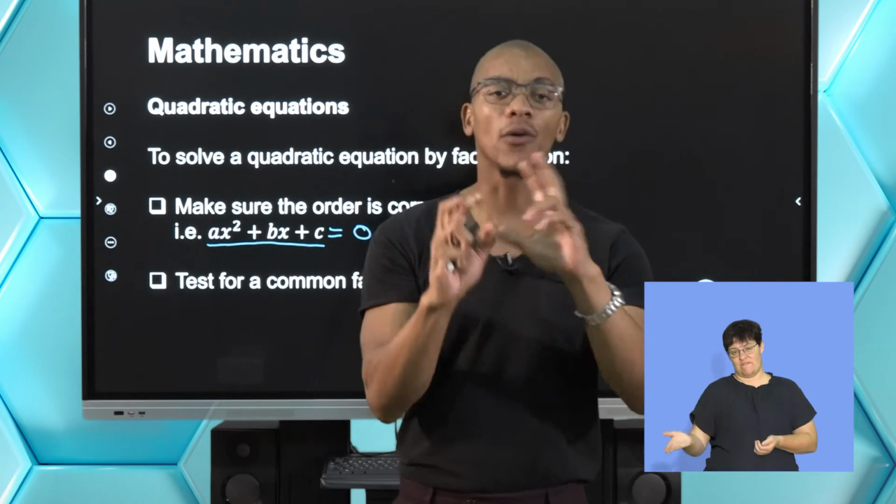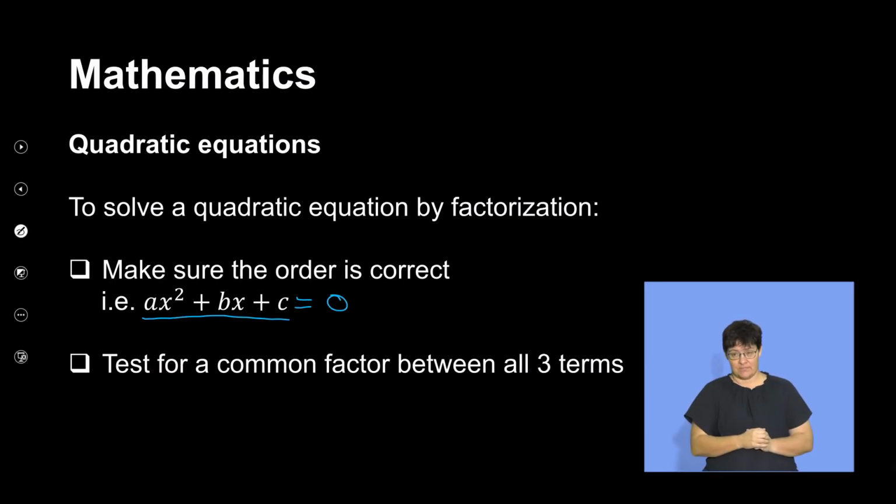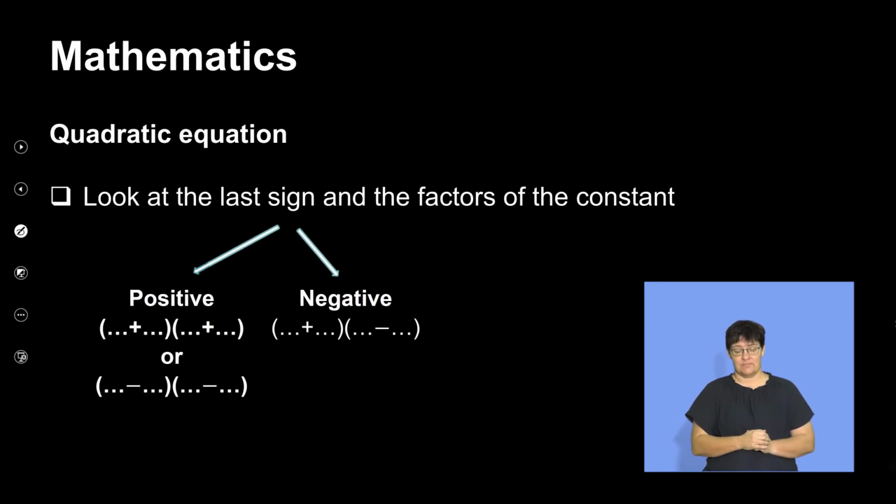So please remember that as we're going through these questions. Now, when you look at the last sign and the factors of the constant, the factors of the constant will be the last term. Firstly, with the signs, if the sign of the last term is positive, it means my two brackets will either be positive and positive, or negative and negative. What determines whether it's positive and positive or negative and negative is the middle term.